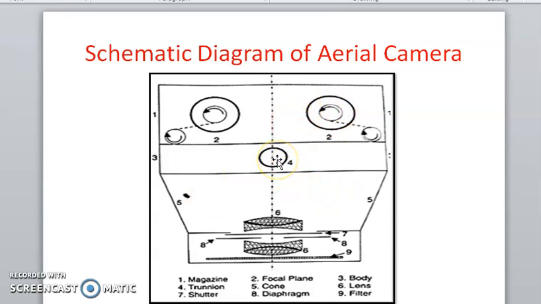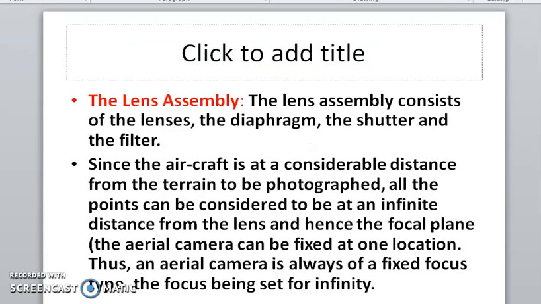turret. Fifth is the cone, sixth is the lens, seventh is the shutter, eighth is the diaphragm, ninth is the filter. This is the total assembly. The lens assembly consists of lens, diaphragm, and shutter with the filter.